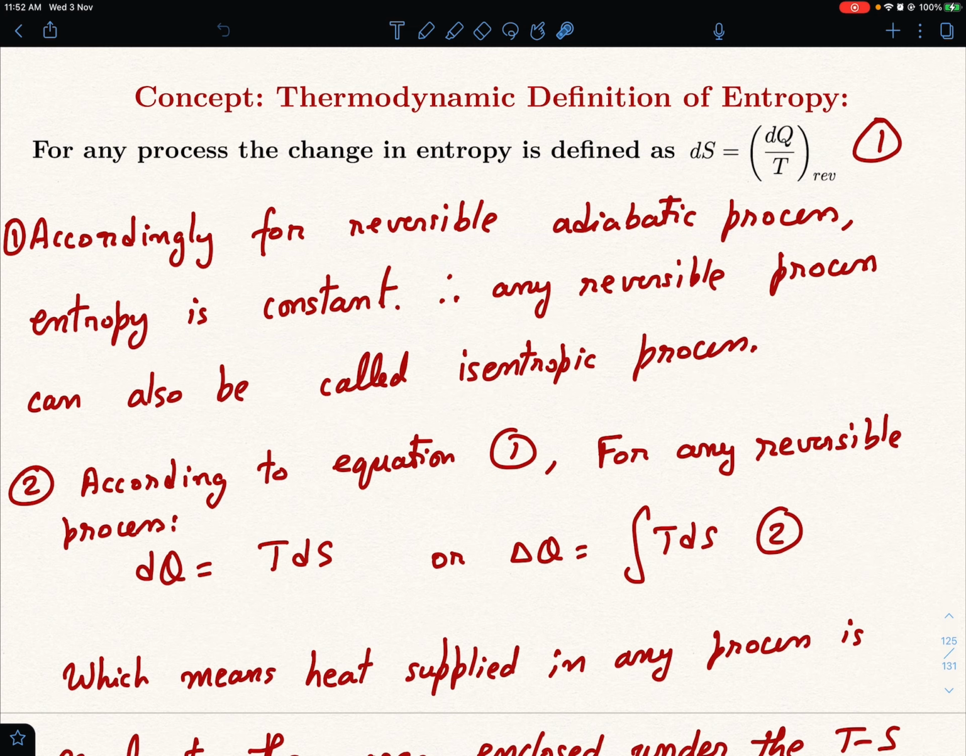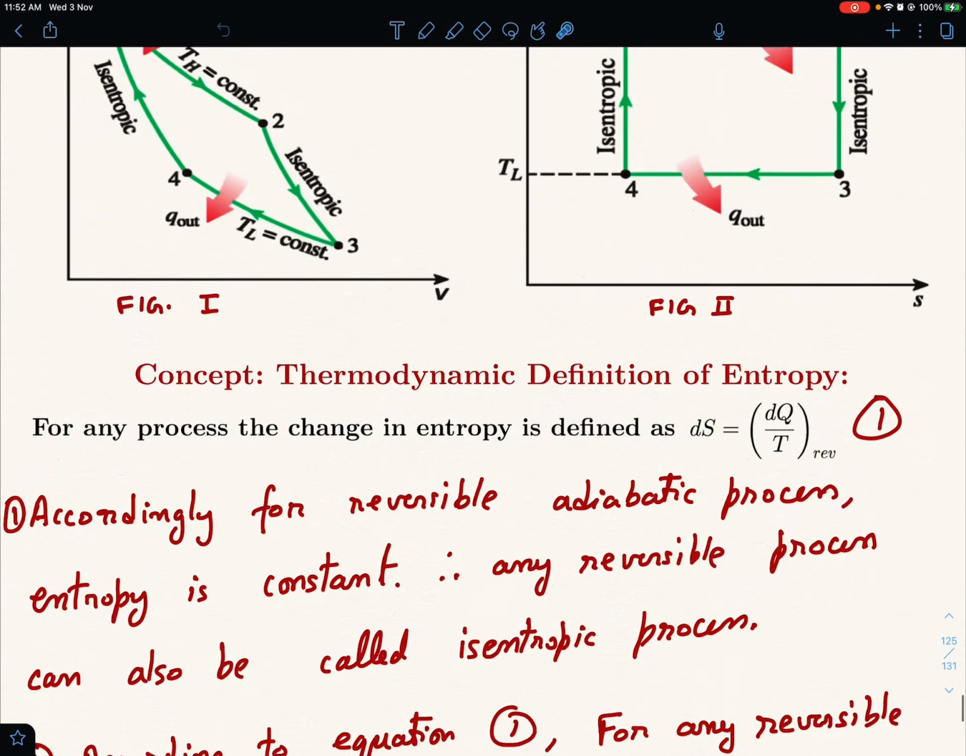Accordingly, we can say that for a reversible adiabatic process, entropy is constant. Why? Because in a reversible adiabatic process, dQ is 0. Adiabatic by definition means that no heat is being supplied, and it's a reversible process, therefore dS is 0, which means the change in entropy is 0, or entropy is constant. So we can also call any reversible adiabatic process an isentropic process.